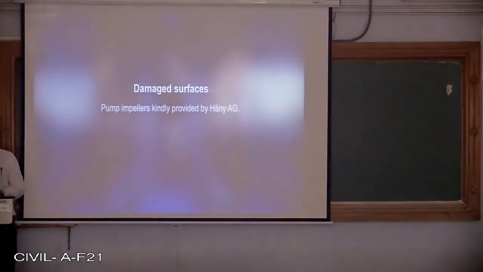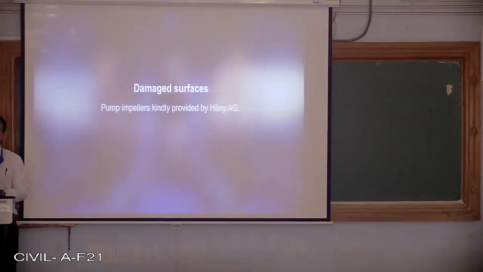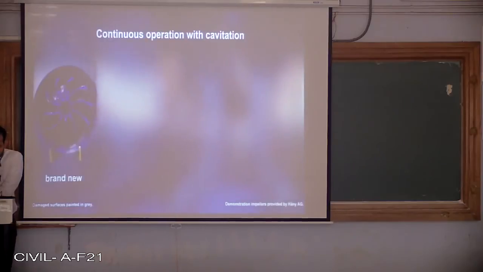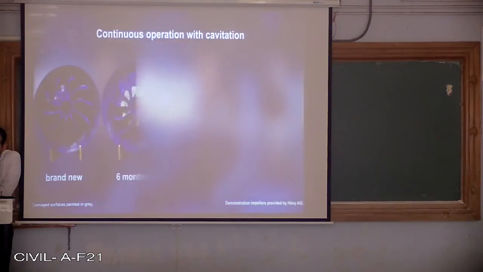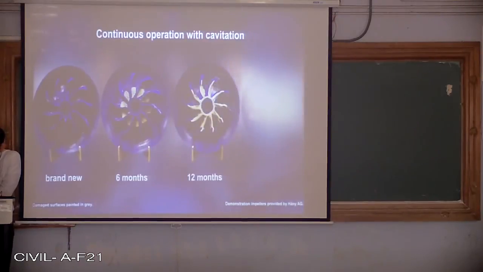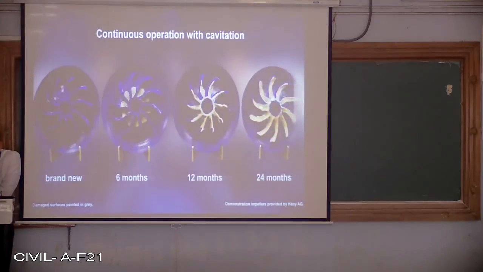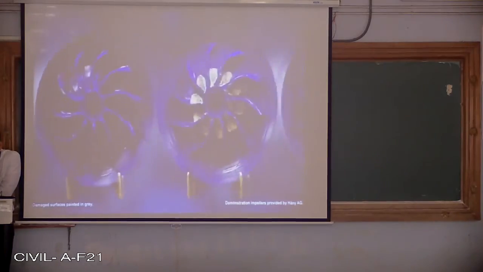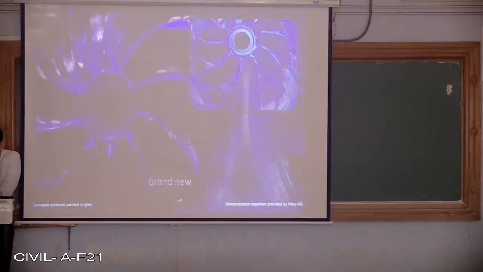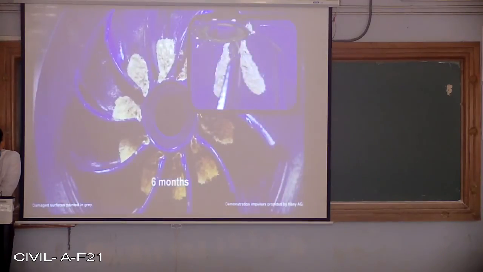We show a few examples of damage in pump impellers kindly provided by the Swiss pump manufacturer Herney. A brand new impeller to the left in comparison with an impeller having been continuously exposed to cavitation during 6 months, another impeller with damage from 12 months operation in cavitation, and one from 24 months. The new impeller shows the geometry as it should be under normal operation without cavitation. After 6 months of operation under cavitation, material has been eroded in the center of the wheel. The respective areas are highlighted with gray color. The impeller blades are undamaged.